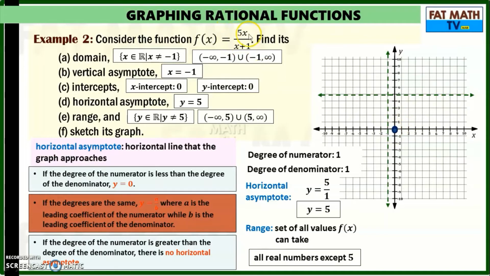But if the form is a linear over a linear, then it's just like example number 1. So it will look like that, then that one. It will approach the asymptotes but will never intersect. It will approach y equals 5 here. It will approach x equals -1 here. It will approach x equals -1. It will approach y equals 5. But will never intersect those lines.